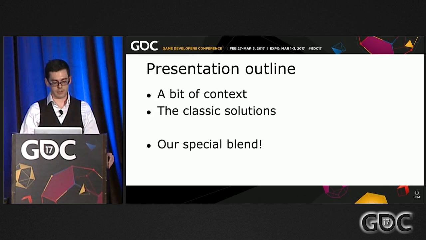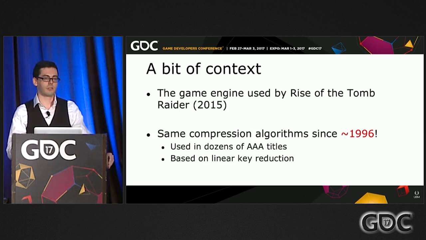So last year, I was contracted by a game team working with a game engine from Rise of the Tomb Raider, which was released in 2015 on the Xbox One. And of course, they already had character animation compression, and in fact, it dated as far back as 1996, two decades. So it has been thoroughly battle-tested, and has been used in dozens of AAA titles, and the primary compression algorithm is based on linear key reduction. And they also had a fallback, less aggressive algorithm based on simple quantization, and we'll cover both of these flavors a bit later.